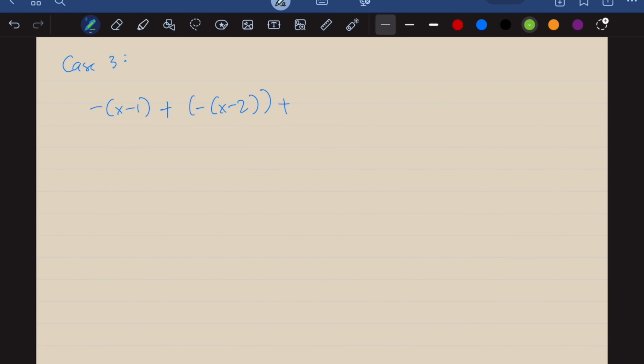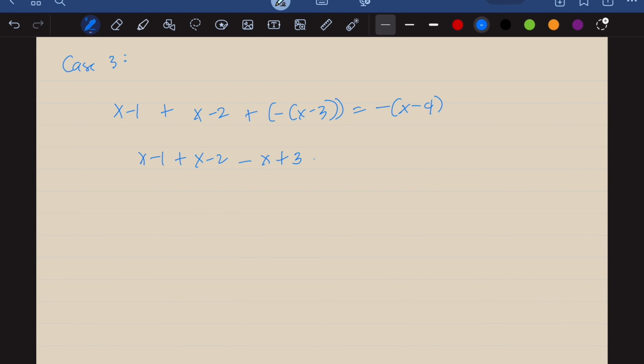Let's look at case 3. Again, I'll correct what I did. So we have here the positive term for x minus 1. So x minus 1 positive plus x minus 2 positive plus the negative of x minus 3 and the negative of x minus 4. We simplify this again. x minus 1 plus x minus 2 minus x plus 3 equals negative x plus 4.